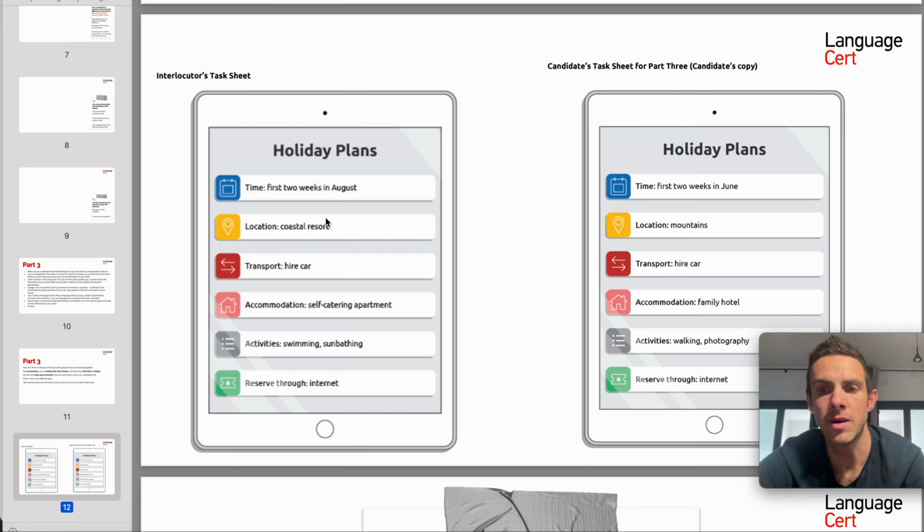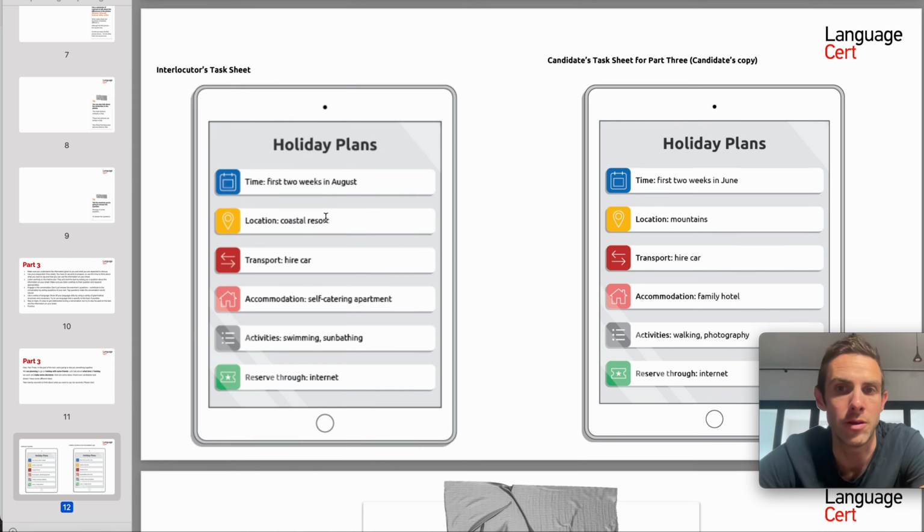Now, did you notice my tag question to pass the conversation to the interlocutor? The first 2 weeks of June are a good idea, aren't they? Is another tag question example, okay? You can ask your who, what, where, why, when questions, direct questions to the interlocutor. Where should we go? Where do you think we could go?